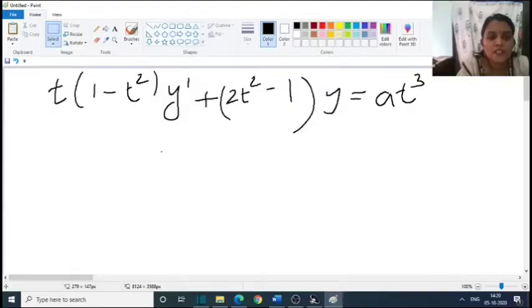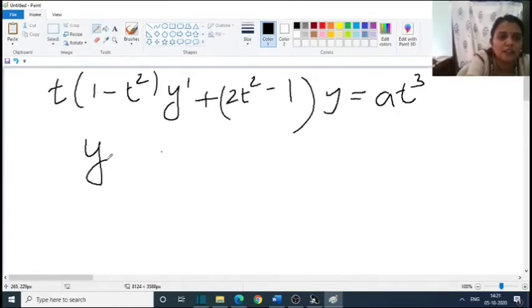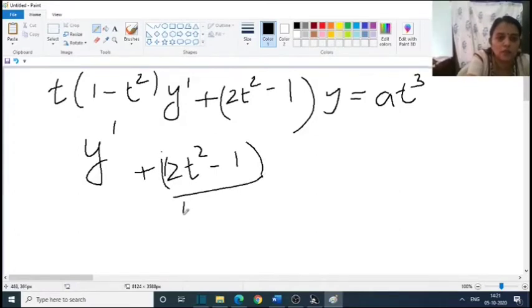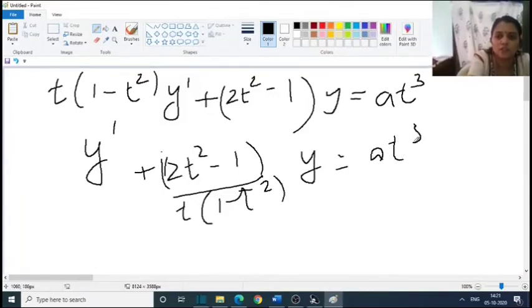Next problem is solve t into 1 minus t square y dash plus 2 t square minus 1 into y is equal to 8t cube. This is not in the form of a linear differential equation. So we have to divide the terms. So we have to divide the coefficients: 2t square minus 1 by t into 1 minus t square, y is equal to 8t cube divided by t into 1 minus t square.